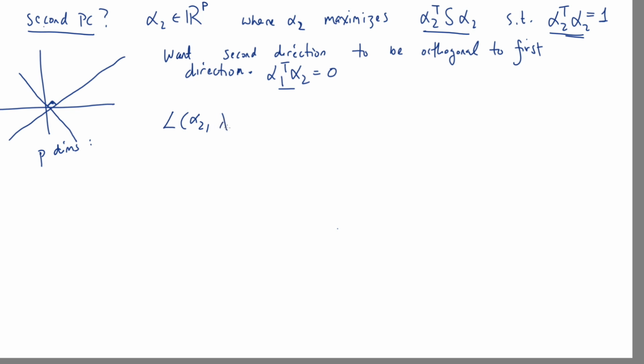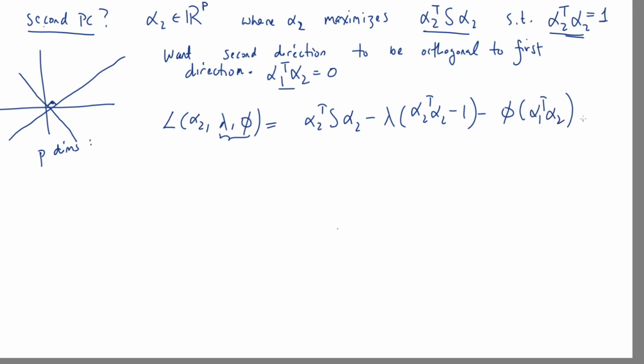And I'm going to use a different lambda to before, but I'll still call it lambda. We're going to have two Lagrange variables because we have 2 constraints. And this is equal to alpha2 transpose S alpha2, minus the first condition. And then we also want to minus the second condition. The second condition is just phi times alpha1 transpose alpha2. Okay, so this is already in the form something equals to 0. So we get this Lagrangian.